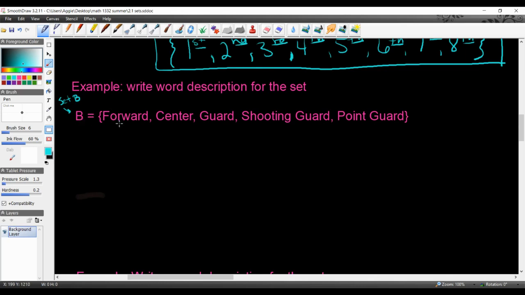Okay, and in this set we have forward, center, guard, shooting guard, point guard. Hopefully you recognize what these are. I recognize them as the positions for a basketball team. So I'm going to go ahead and say that this is, so set B, the set containing or representing, whichever word you prefer, the positions, you could even say the playing positions on a basketball team.